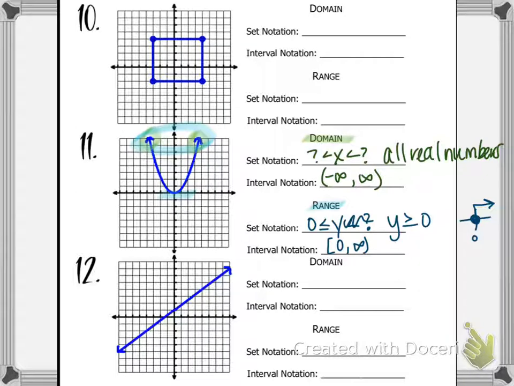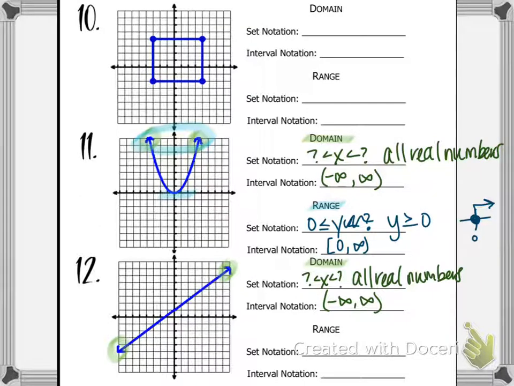So we have our domain from left to right. Well, dang it, look at that. We have our infinity concepts again, our arrows. That means they go on forever. So again, when I do my set notation, it's from negative infinity to infinity, which is what we write as all real numbers. And our interval notation is in fact from negative infinity to positive infinity.